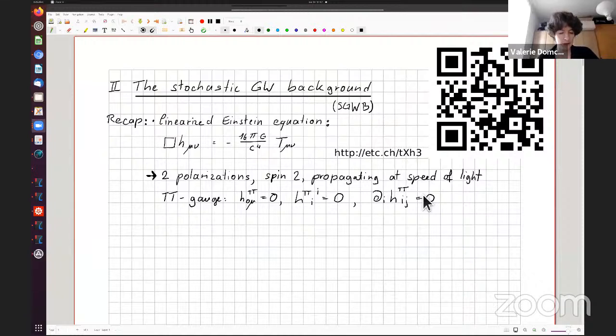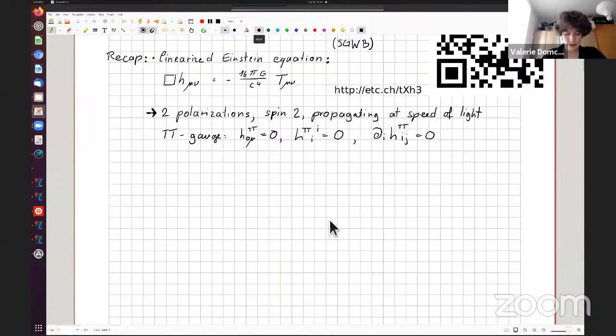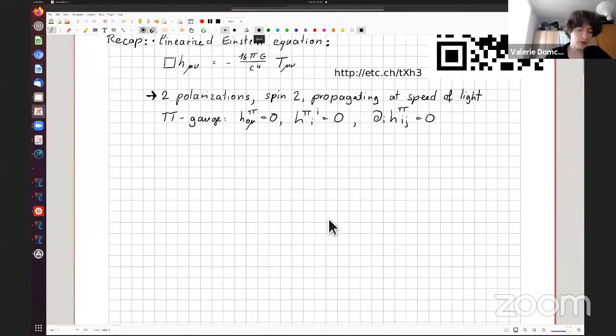Now, what I want to talk about today is the stochastic gravitational wave background. This is, in some sense, the analogue of the cosmic microwave background for photons. So this is some background radiation from the universe in terms of gravitational waves. And the hope is that by first detecting it and then analyzing it, we can learn about astrophysics, about particle physics, and about the history of our universe. So let's talk a bit about what it actually is.